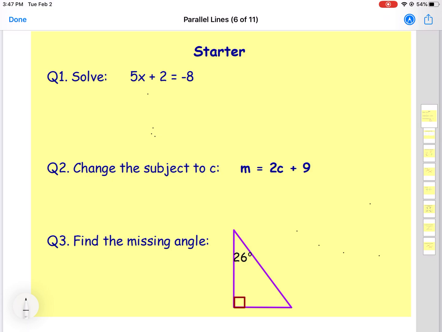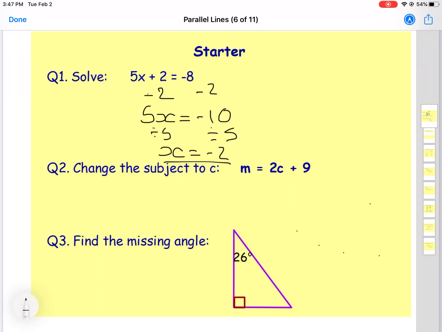So what we have to do here to solve this equation is take away 2 first of all. 5x then is equal to negative 10. Negative 8, take away another 2, we're going further down the way. Divide both sides by 5 and we will get x equals negative 2.